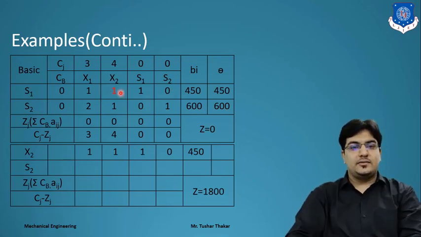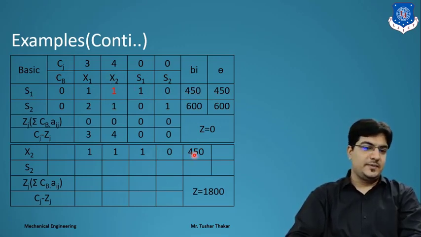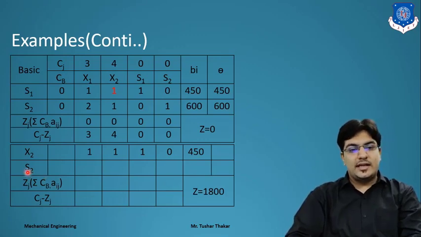For the next equation we have right over here, we can divide all the values of that respective row by the key element. We can get the same value. 450 by 1, we can get 450. So the question is, what is the next iteration for S2?